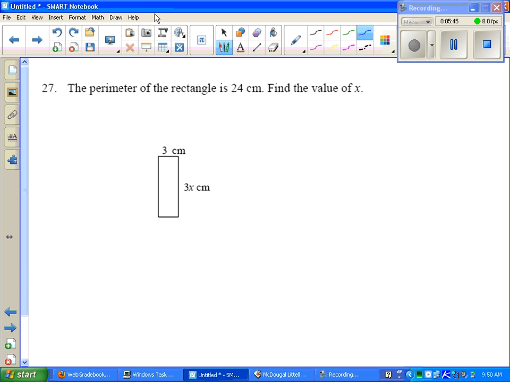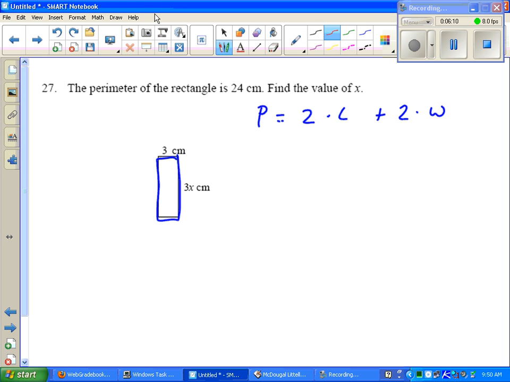27 says the perimeter is 24 centimeters. Find the value of x. Perimeter equals 2 times the length plus 2 times the width. Remember, if you can't remember that, it's just the distance around it. And since it's a rectangle, that means you have 2 sides that are the same and another 2 sides that are the same. So it doesn't matter which one you call length and width. I always put the length as the longer of the two.